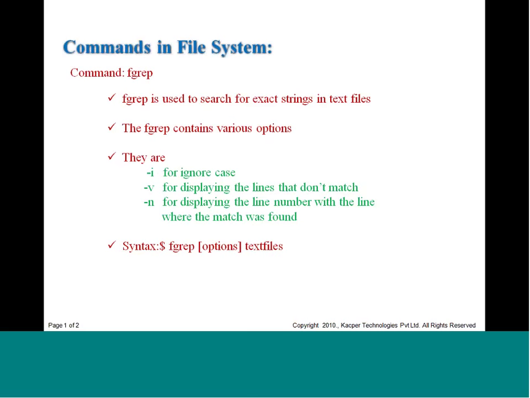Here some options are given: dash i for ignore case, dash v for the lines which don't match. Basically it excludes the lines that match, and gives you only the lines that don't match from a file. And then you can also use dash n, and following the n you can specify some number, so that the command displays the lines where it found the match, and then the specified number of lines after that in the file. These are very powerful and useful commands.